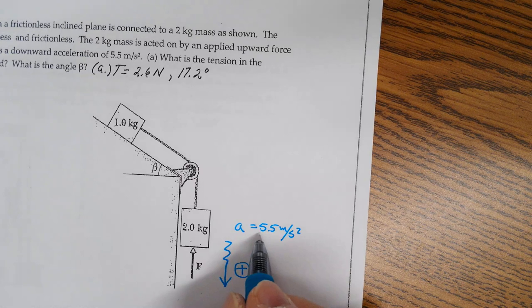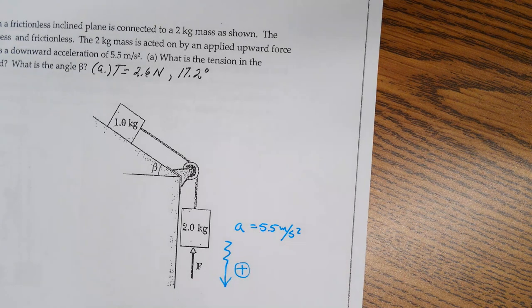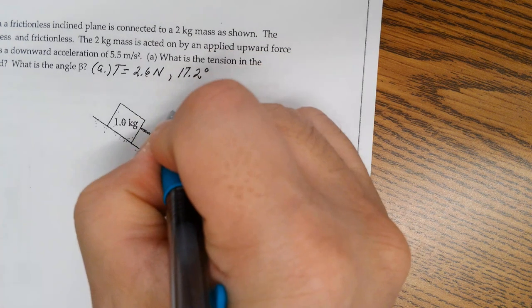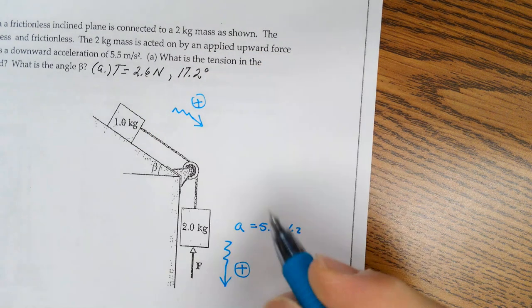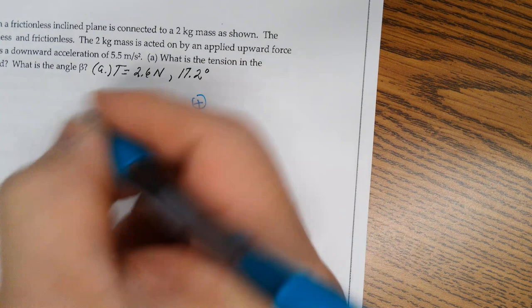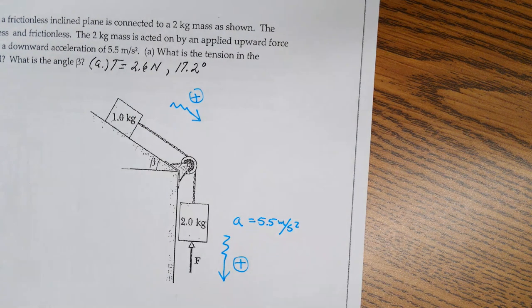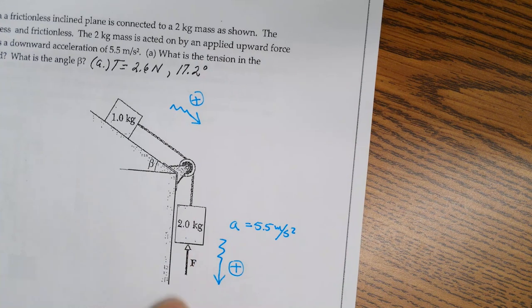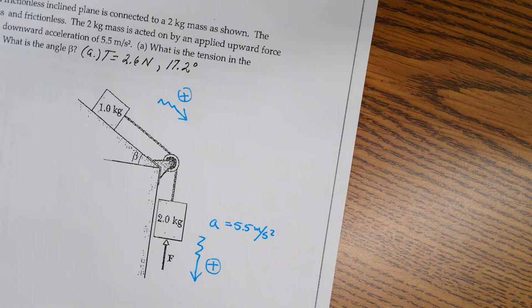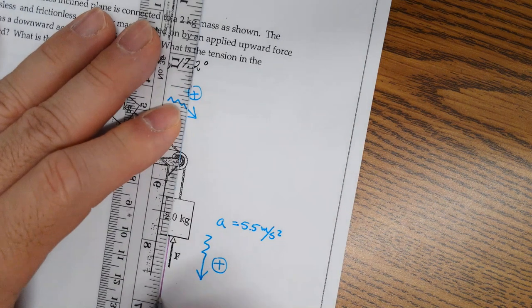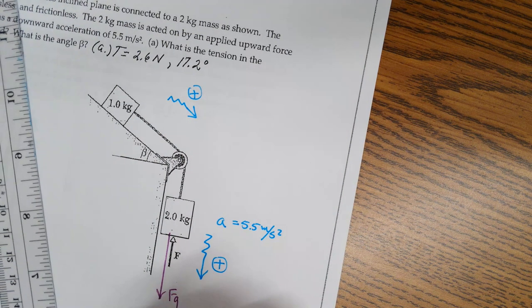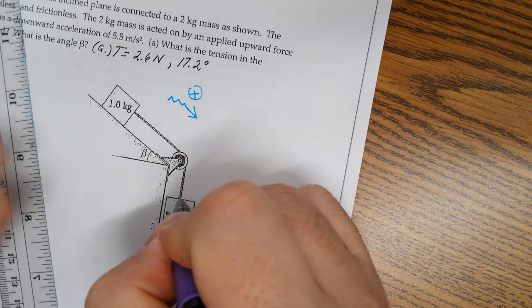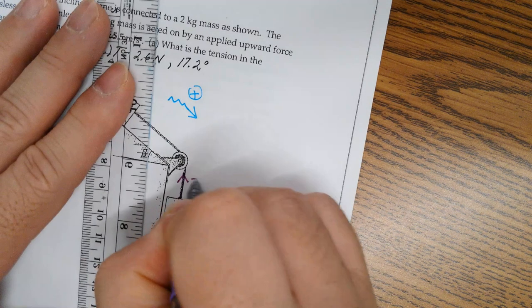This acceleration is positive 5.5 meters per second squared, because down is positive now. That means this direction is positive, and this direction is negative, and this direction is negative. Okay? So, if we were to draw some force diagram, this force is the applied force. So we know that this will have Fg going down, like so. And this will have tension going up, like so.